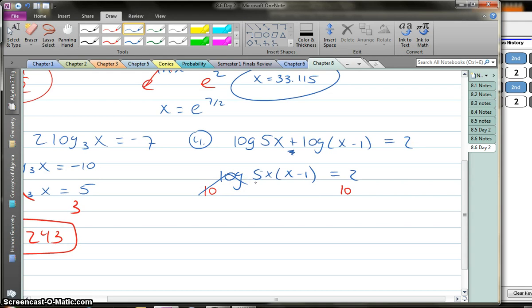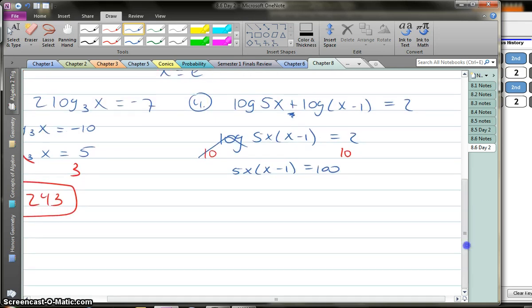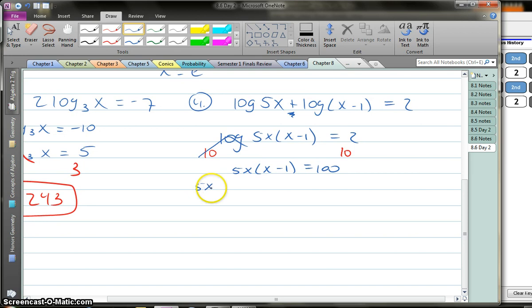That gets rid of my log, and I'm left with 5x times x minus 1 is equal to 10 squared, which is 100. So I'm going to distribute my 5x, and I get 5x squared minus 5x is equal to 100. Let's move that 100 over so we can factor and solve. When I go to factor this, the first thing I look for is a GCF. So I take out a 5. I'm left with x squared minus x minus 20 is equal to 0.